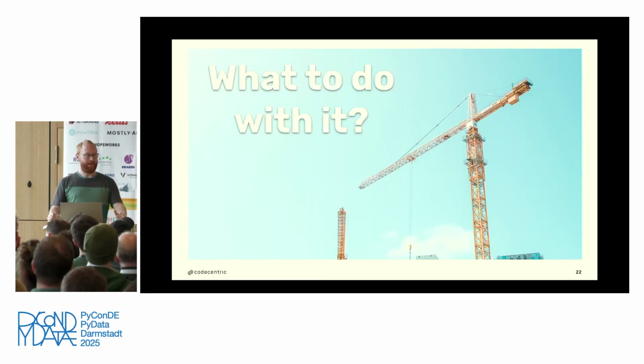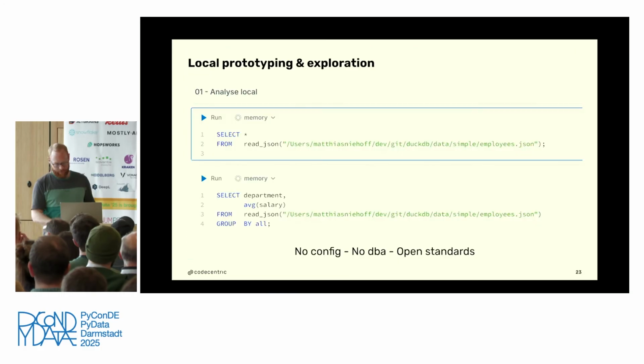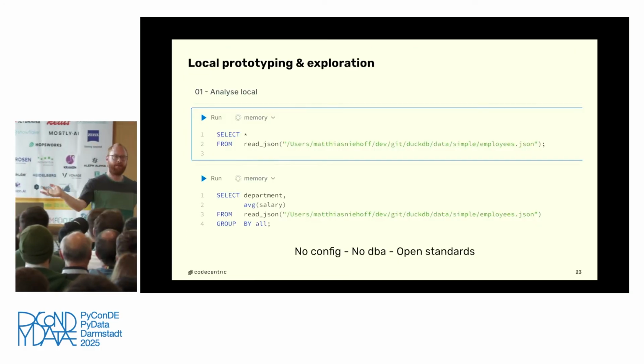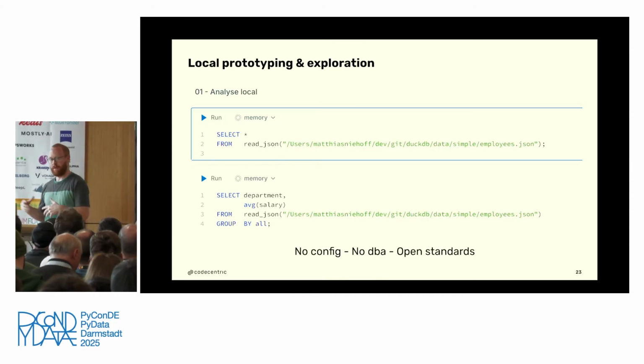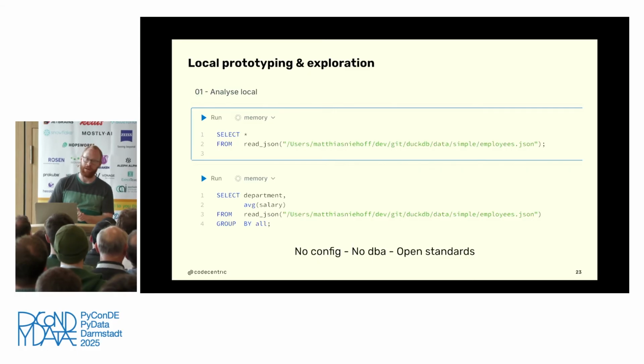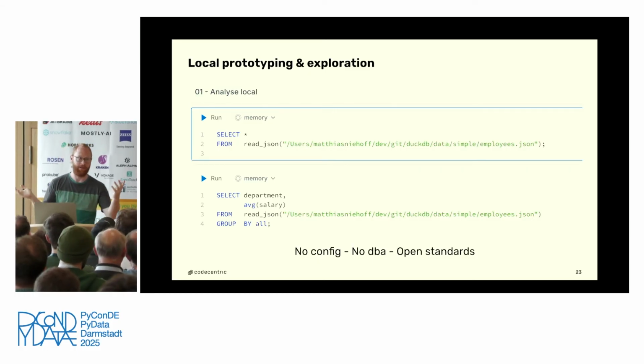So this is all nice tech, and we love it, but what to do with it now? That's the good question. The one thing is local prototyping and exploration. I get some data thrown over the fence. Somebody hands me a Parquet file or whatever, and this is on S3, and I only have the access keys, and this is really easy to get into the data and take a look into it. This is the first one. No config, no DBA, just a single tool everybody can run.